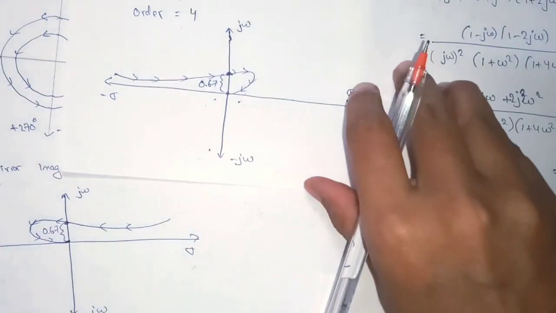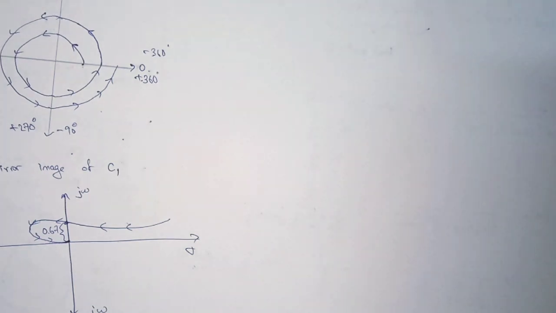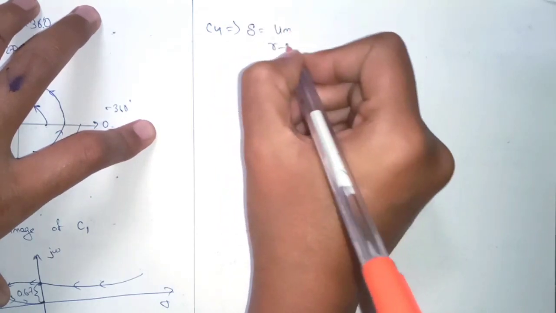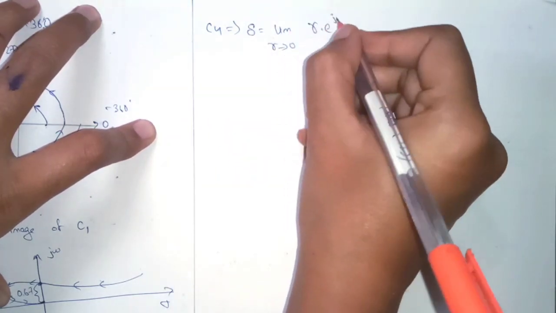Now for C4, again we have to do the substitution of S: S is equal to limit small r tends to 0, small r into e to the power of J theta.